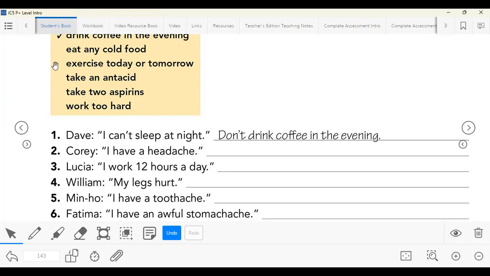So in this case, we have, I work 12 hours a day. The other problem, my legs hurt. What instruction will you give? Exercise today or tomorrow. My legs hurt. Almost. No, no, no, almost.